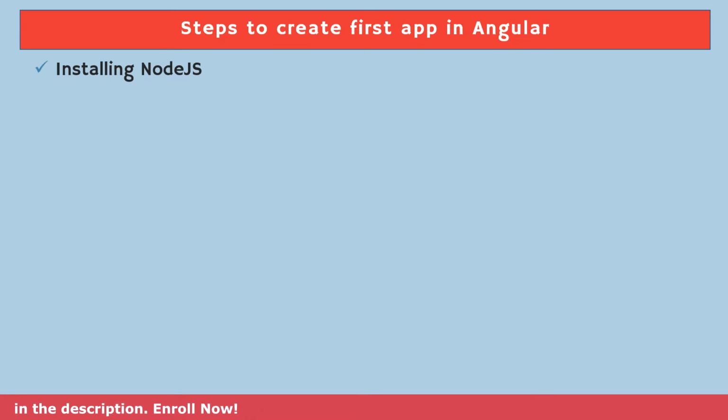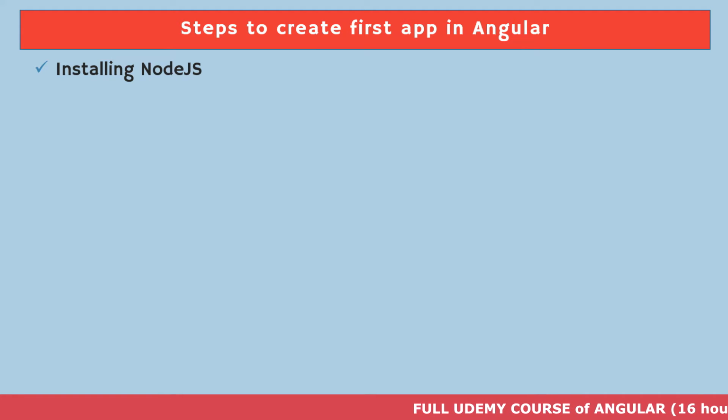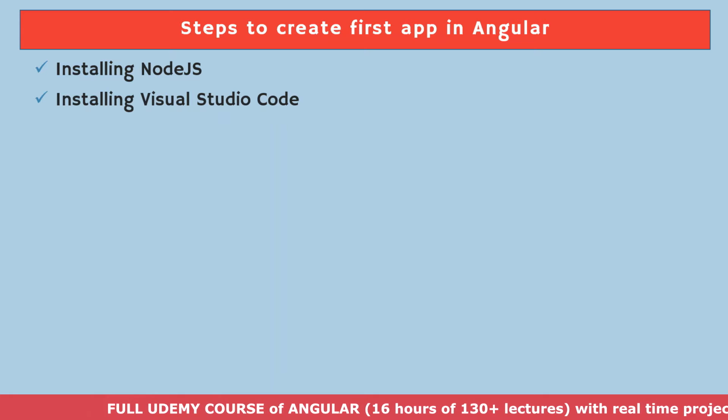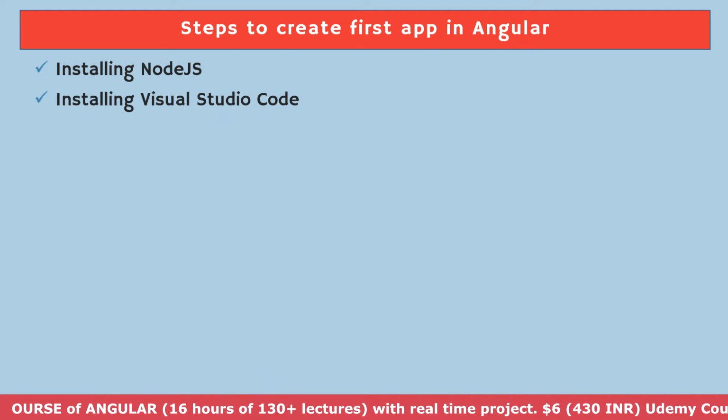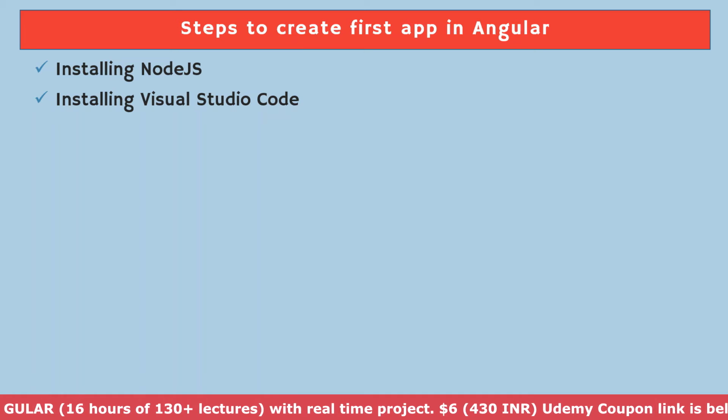At first, you require to install Node.js. Node.js allows you to use npm on your machine, using which all the Angular packages are shipped. In other words, using npm only, we are downloading all Angular packages. Next, you require to install Visual Studio Code, which is the code editor which is used to edit the source code of Angular application.